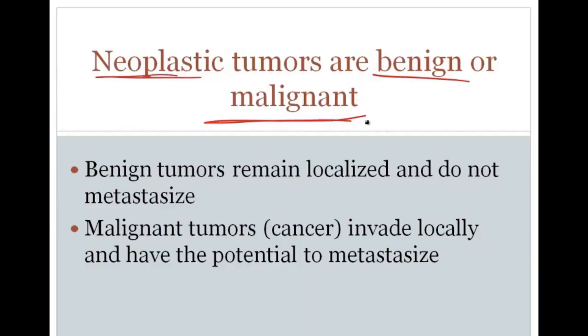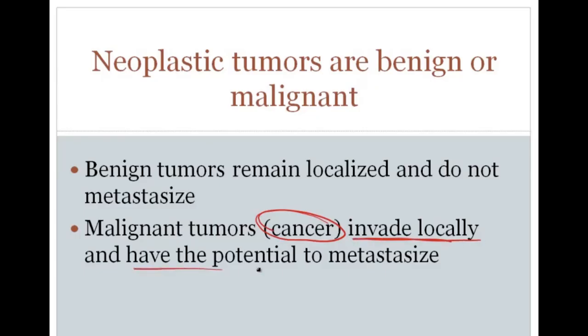Now, benign tumors, one of the key characteristics of benign tumors is that they tend to remain localized in the tissue in which they grow, and they absolutely do not metastasize. That's a key characteristic of benign tumors. Malignant tumors are also called cancer, and a characteristic of malignant tumors is that they invade locally, and they have the potential to metastasize. What do I mean by potential to metastasize?